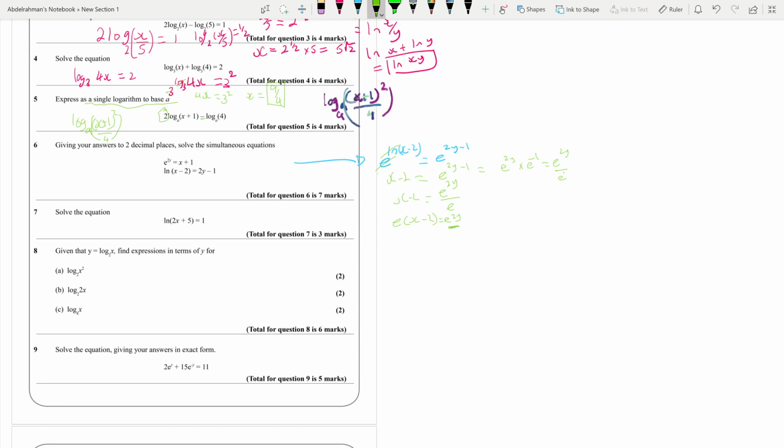Then we have e to the y here and e to the y there. If we equate them, so e(x minus 2) equal to x plus 1, alright? If we do ex minus x equal to 2e plus 1, so x will factorize, x(e minus 1) equals 2e plus 1, so x is equal to (2e plus 1) over (e minus 1). That should give us 3.75.